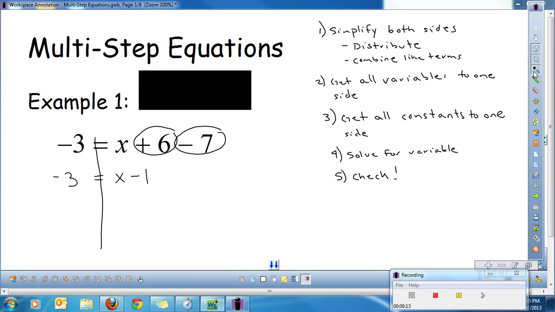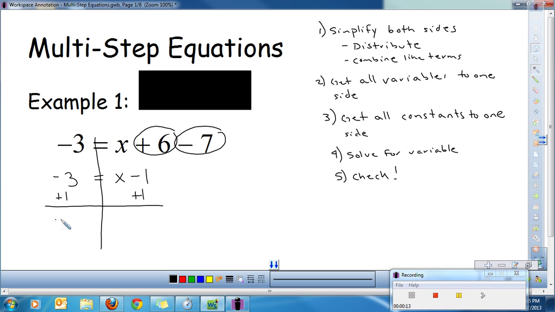Get all my variables to one side. Well, I only have x's. I have no x's over here. They're just here, so I'm done with that step. Get all constants to one side. I notice here that I have a -1 on the right side and a -3 on the other side. I want to get x alone, so I'm going to bring this -1 to this side. If I brought this over here, it's not helping me get x alone. So how do I undo a -1? I'm going to add 1 to both sides.